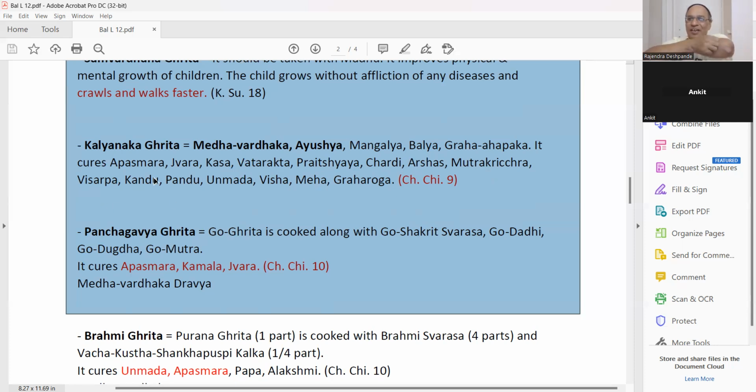Visarpa, skin diseases like erysipelas or cellulitis. Kandu, itching. Pandu, anemic condition. Hemoglobin normal 12 to 14 gram %. If it is below 10, start Kalyanaka Ghrita. Unmada, hysterical attacks. Visha, any toxins inside or outside. Then Meha, Prameha, urinary problems, and Graha Roga, that is infectious diseases.